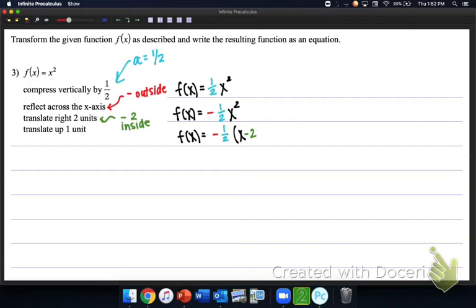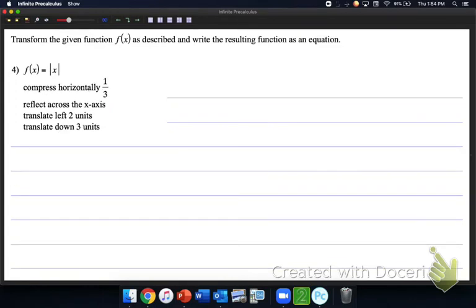I remember looking at some of your guys' papers last time, and I saw this mistake. And then the squared goes on the outside, okay? And then we're going to go up 1, so plus 1 on the outside. So we're left with f of x equals negative is our reflection. 1/2 is our compression. The x minus 2 is the right 2. The squared is from our parent function. And then the plus 1 moves this graph up 1. Cool?